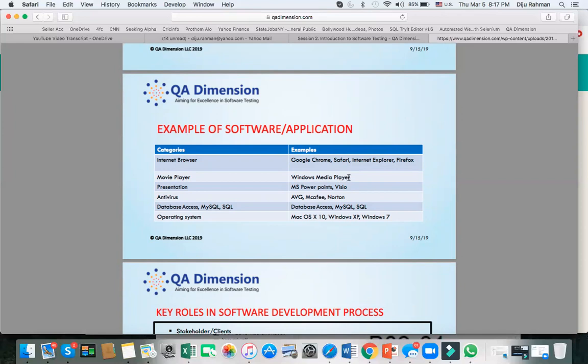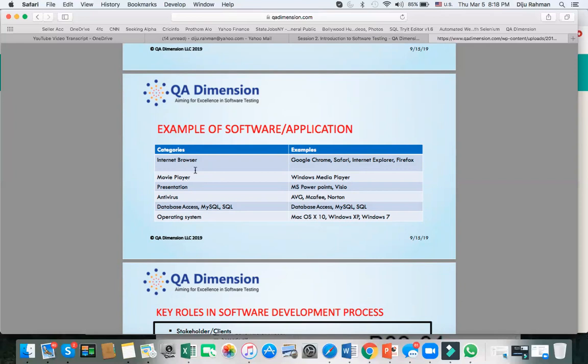Or Netflix is a software, right? No, it's not. I'm sorry, it's not software, it's an application. Yes. The movie player, those are software that is installed in your computer. Okay.